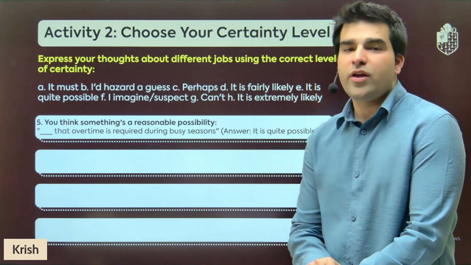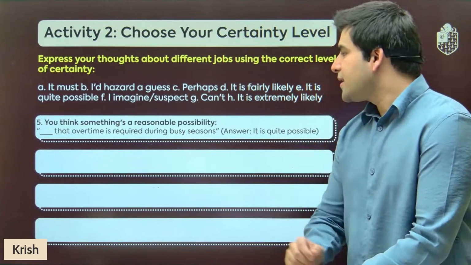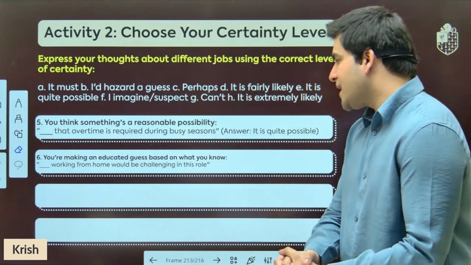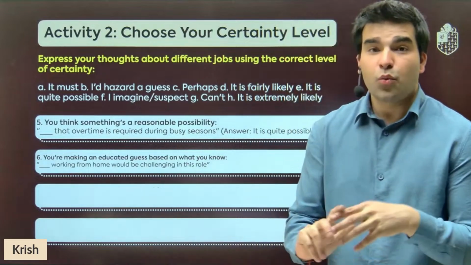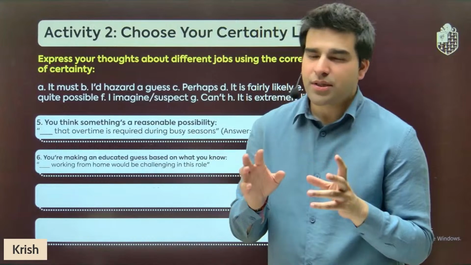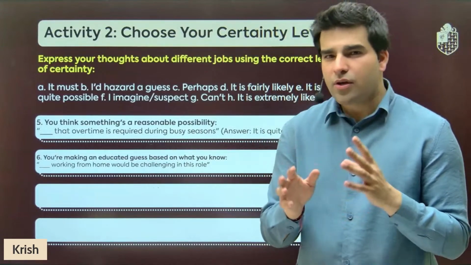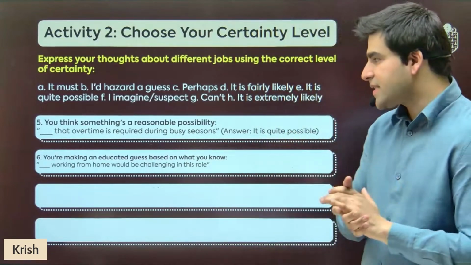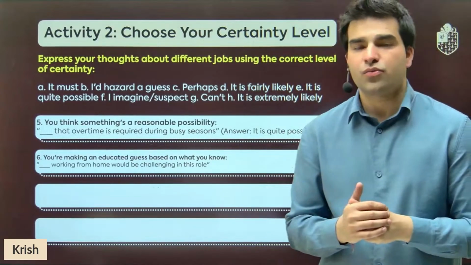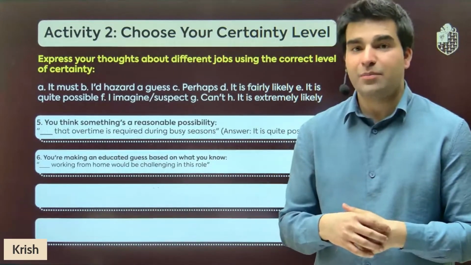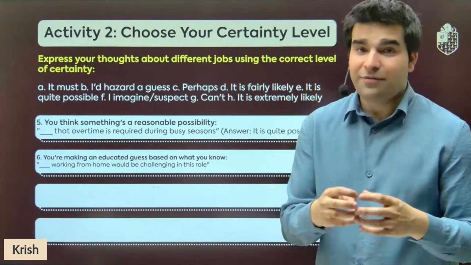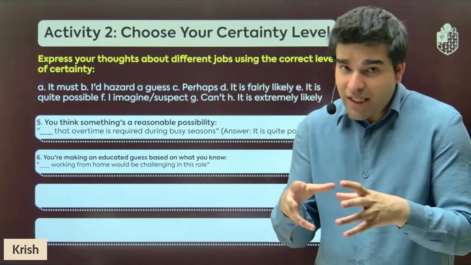All right. What do you think is number 6? Let me show you. You are making an educated guess based on what you know. So, what is educated guess? You look at the pros and cons, you analyze the situation, and then you look at what is the right phrase in this situation. Dash, working from home would be challenging in this role. So, for example, if you're a plumber, you have to be in the setting, or if you're an electrician, you have to be at the location.